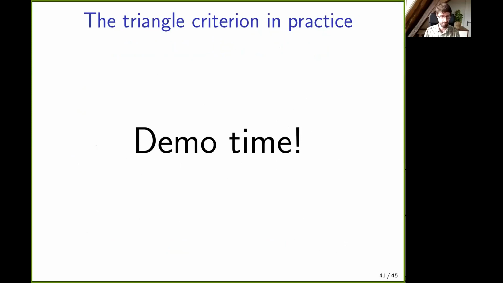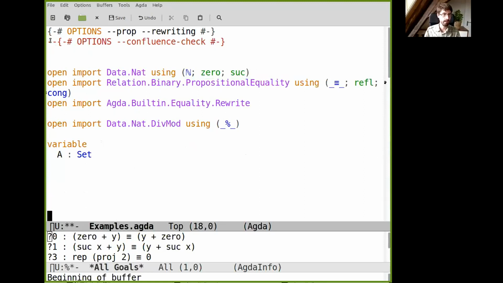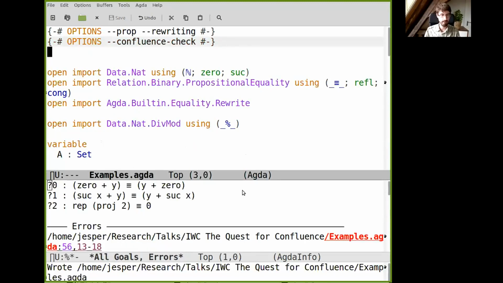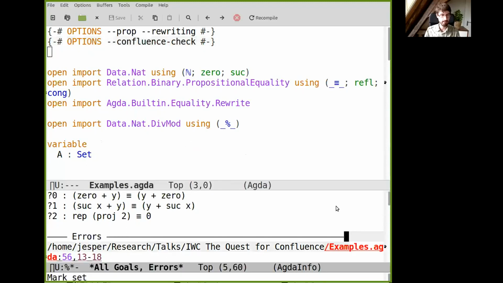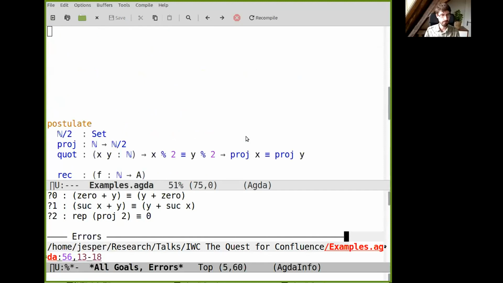So let me show again quickly how it works in Agda. Before, I was running Agda with rewrite rules but without the confluence check enabled. But I can enable it by going to the top of this file and uncommenting this option, the confluence check. And then if I reload the file, we're getting some errors.